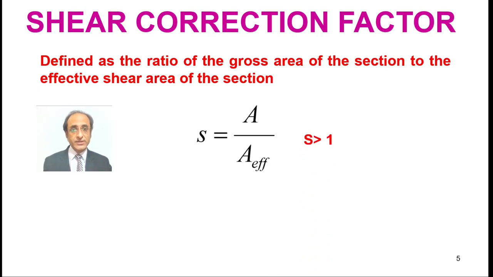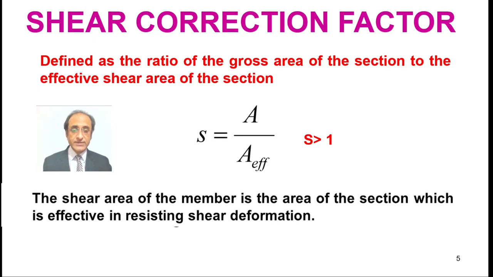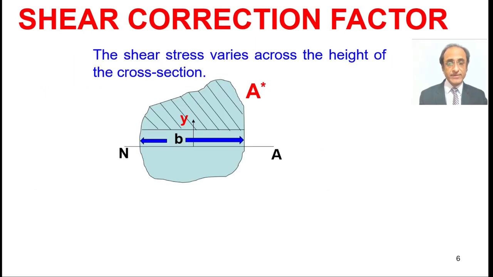So shear area of the particular member is that area which is effective in resisting the shear forces. In the case of I sections, for example, the web area is more effective in resisting the shear, and the flange areas have negligible contributions. Now, how do we mathematically define shear correction factor or the form factor?